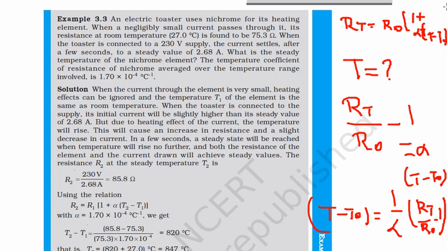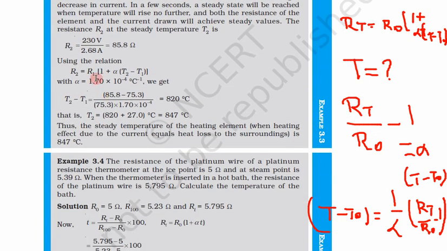Let's see what the calculation is. Here they have taken T2 minus T1. What we have taken as T, they have taken as T2, and T0 is T1. The only difference is that where we have taken T and T naught, they have taken T2 minus T1. So again, this is RT upon R0 minus 1.